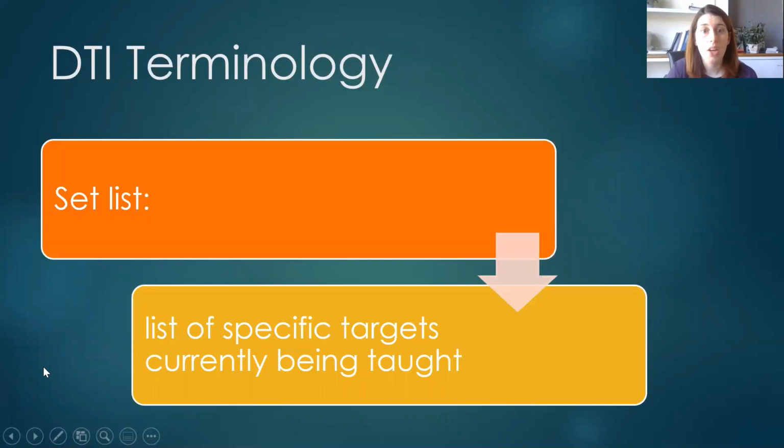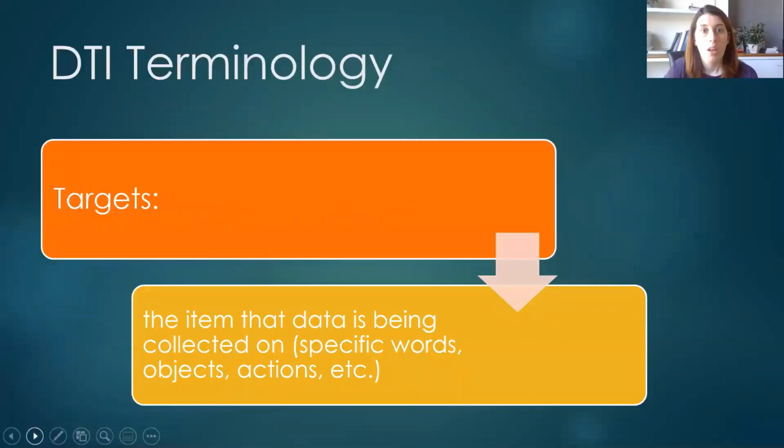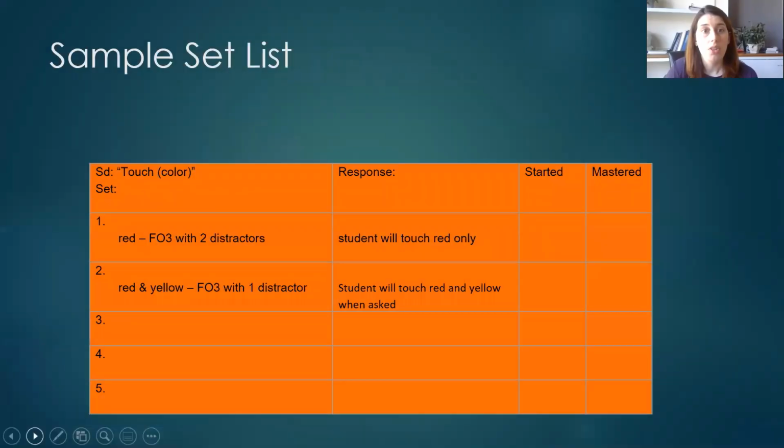What's a set list? A set list is a list of specific targets currently being taught within the program. What's a target? A target is the item that data is being collected on. That might be specific words, specific objects, or actions. Here I have listed a sample set list, and again, this can be displayed in a variety of ways. There's no right or wrong way to present your set list or your targets as long as you have all the information with your program.